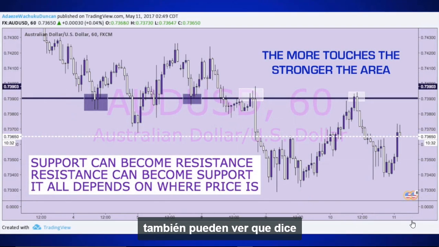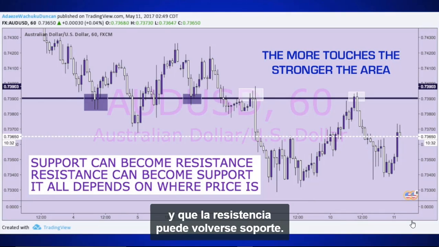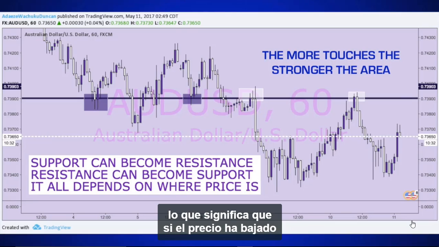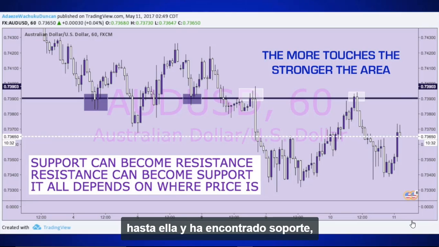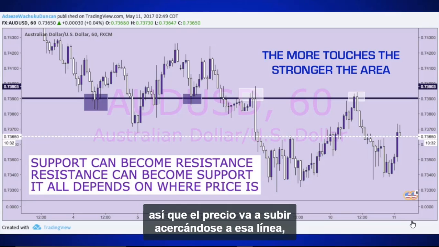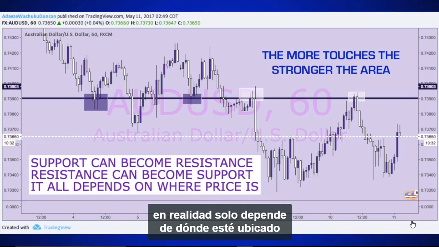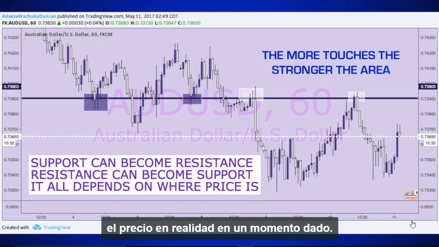So in this picture right here, you also can see that it says support can become resistance and resistance can become support. So what does that mean? Well, really, support is only support if price is above it and is bouncing off the top of it, meaning if price has come down to it and has found support, meaning it hasn't broken below. Resistance is only resistance if price is below that line area. So price is going upward, approaching that line, but not going over it. Okay. So the only reason why a line is support or resistance really just depends on where price is actually located at that given time.